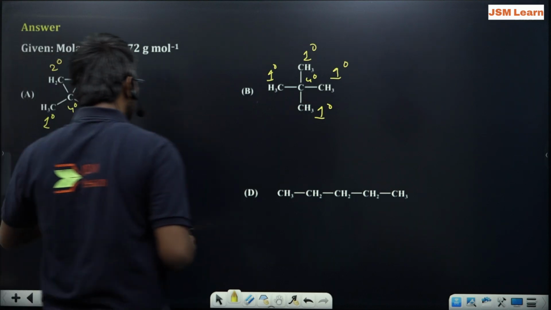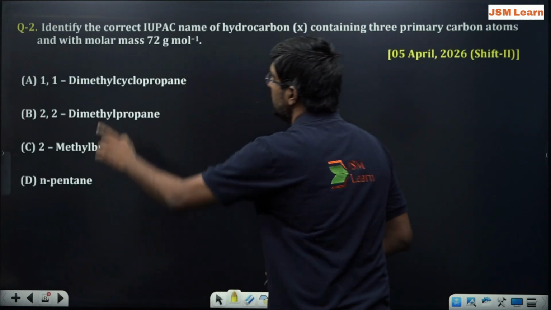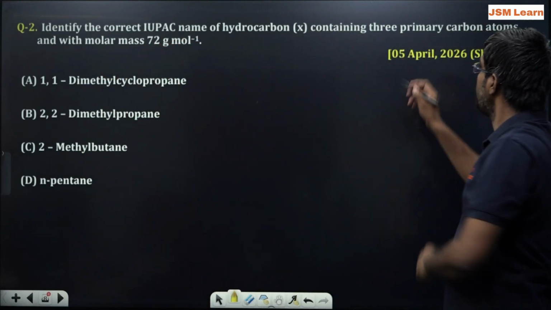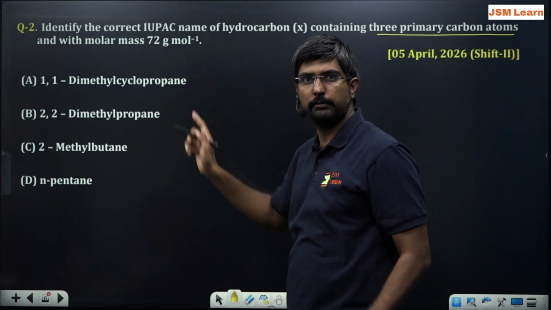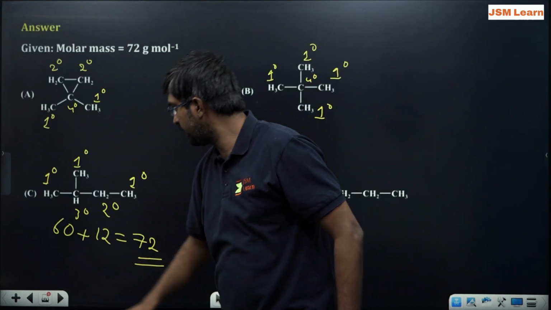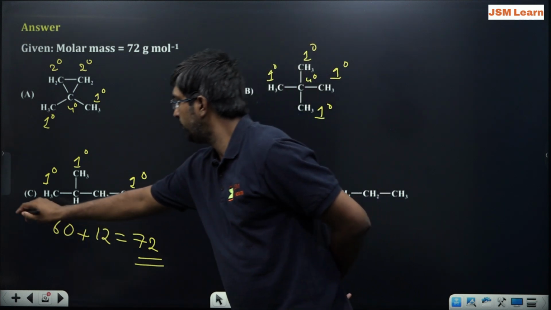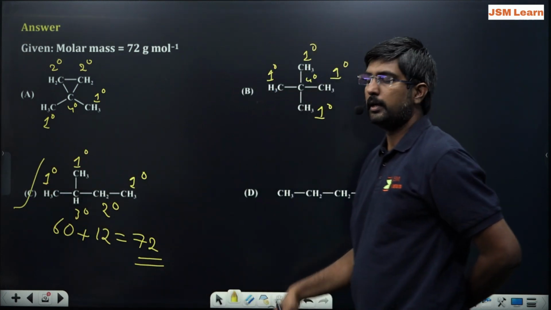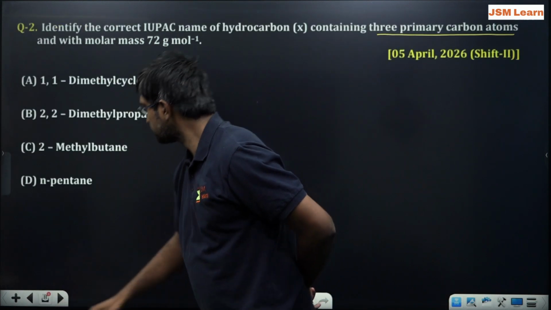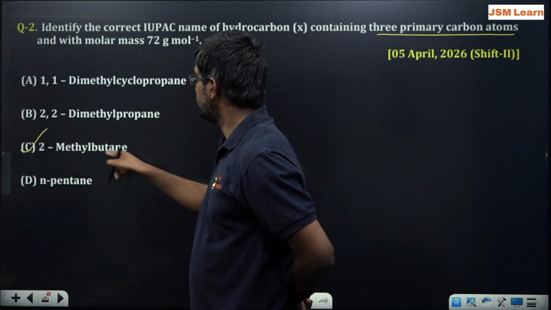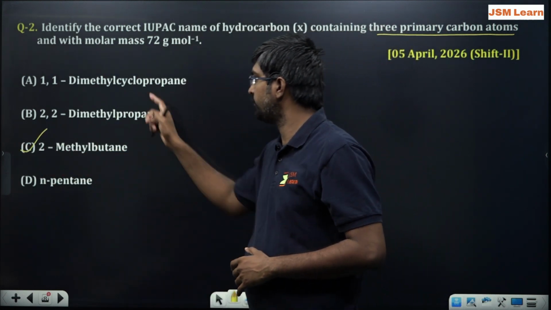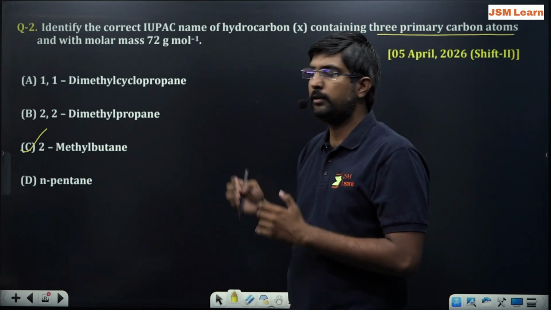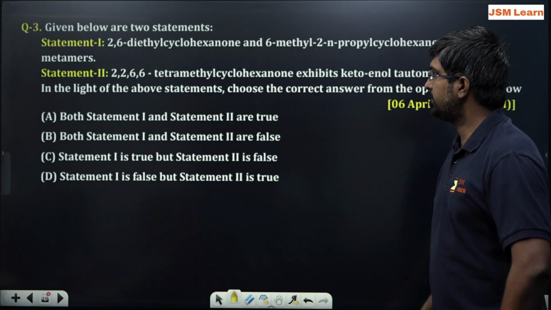So from the given question, the compound containing 3 primary carbon atoms with molar mass 72 grams per mole, here this option is matching. So option C is the correct answer, that is 2-methyl butane. So if this type of questions are asked, first you should write the structure, then you can easily identify. Let us see the next question.